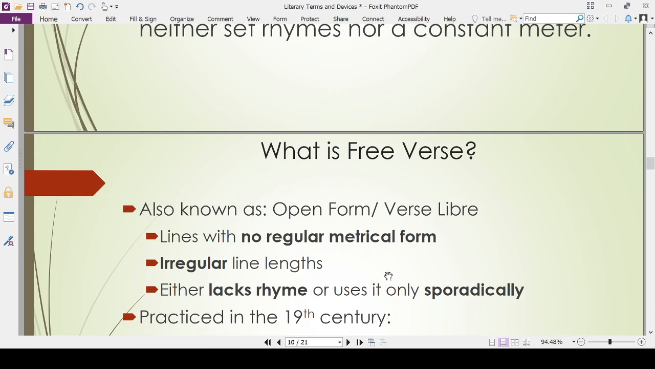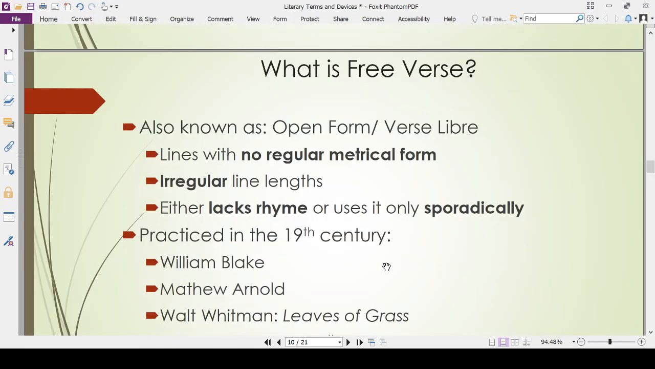Okay, now let's talk about free verse and see what free verse is. Free verse is also known as open form, or the French word vers libre. So it has irregular line lengths, and there is no regular metrical form. So we cannot say it is iambic pentameter or anapestic something. No, we don't have a regular metrical form.